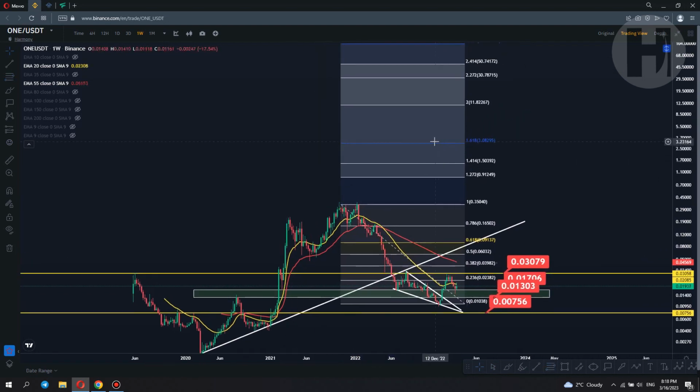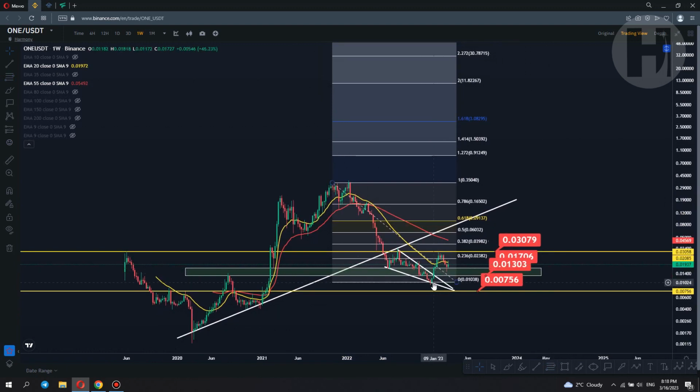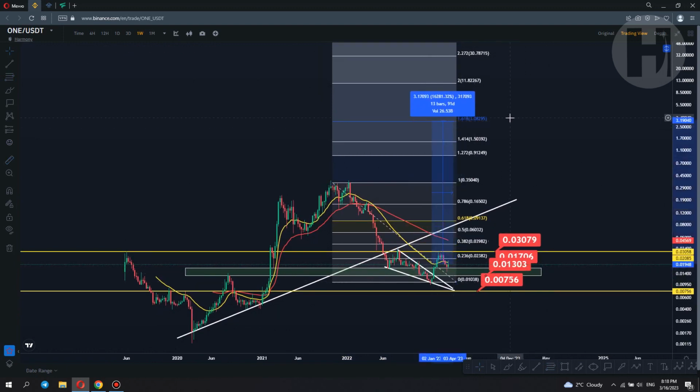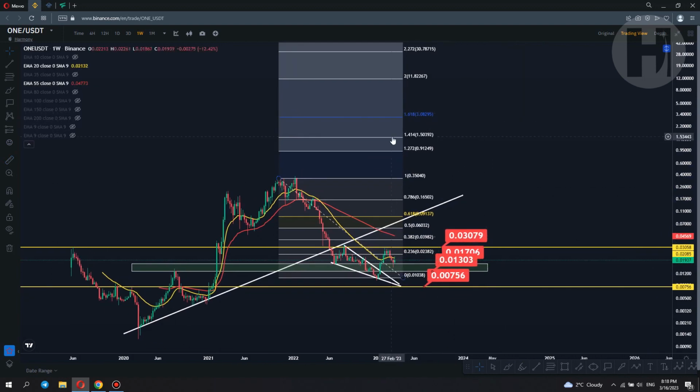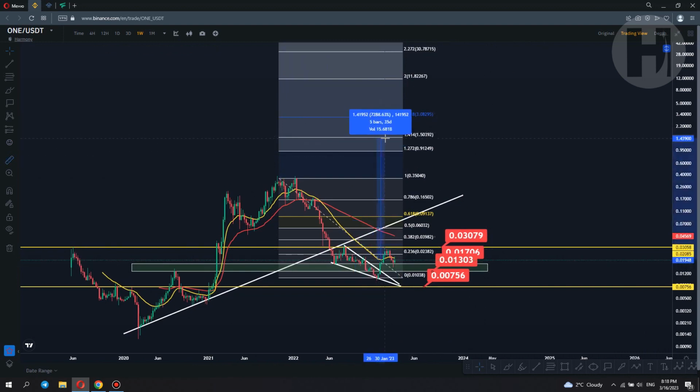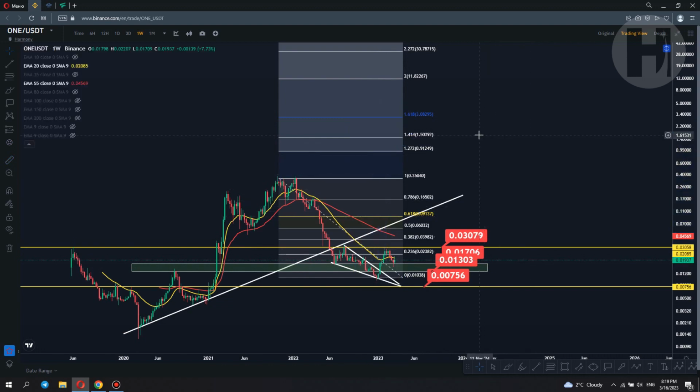We're looking at $3.08 from where we are right now. That is a 16,000% move to the upside. If you want to be a bit more conservative, you can target the 1.414. That is going to take us all the way up to $1.50. That's a 7,288% move to the upside, which is more plausible.